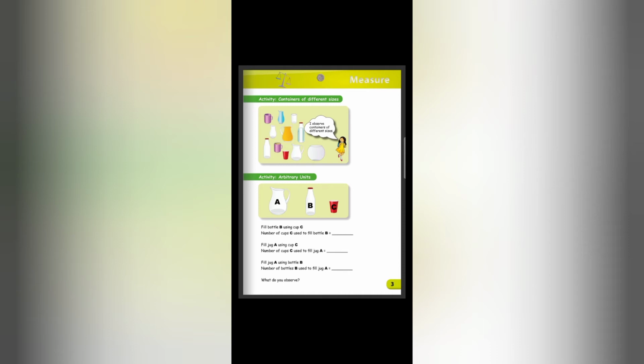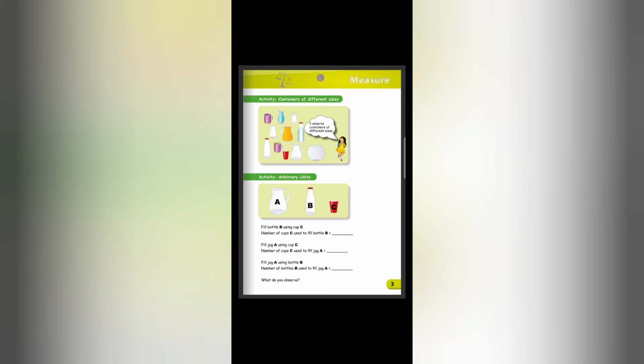The next one, fill jug A using cup C. So you have to fill the jug using the small cup. And then you have to write how many cups you have used to fill jug A. And lastly, fill jug A using bottle B. Now you have to use the bottle to fill in jug A. And then you have to write how many bottles you have used to fill in the jug.